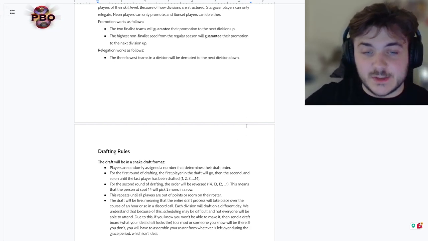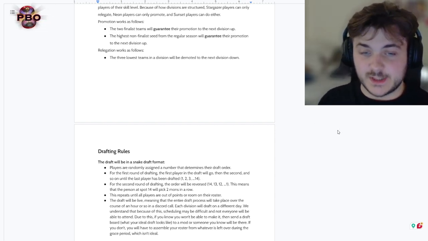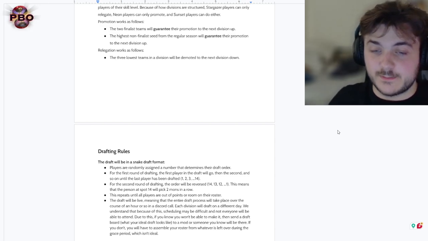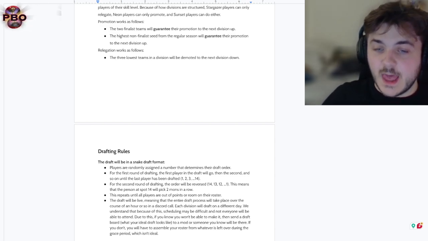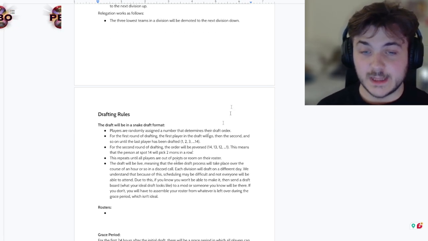For the second round of drafting, the order will be reversed, 14, 13, 12, then 1. This means that the person at 14 will pick two mons in a row, same goes for the person at 1. This repeats until all players are out of points or room on their roster. The draft will be live.